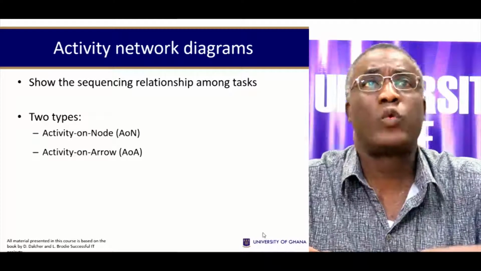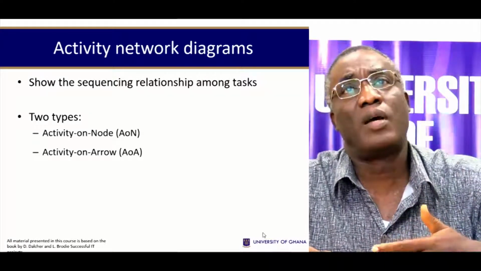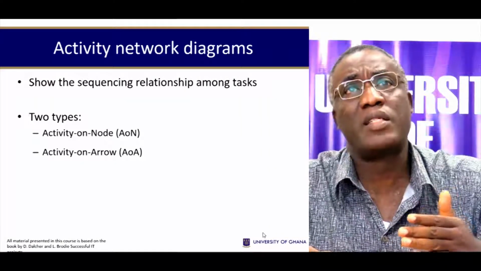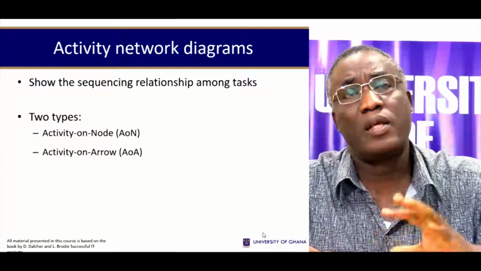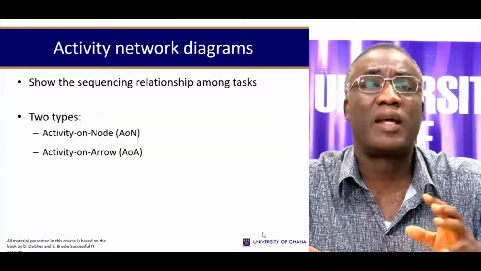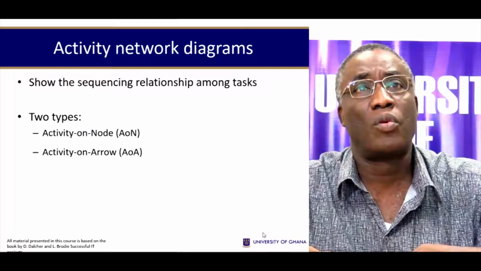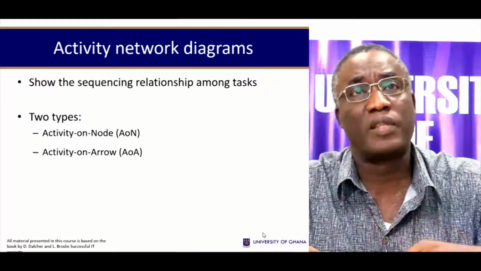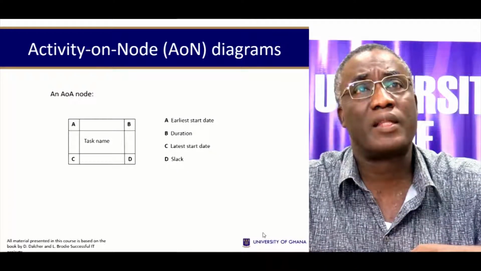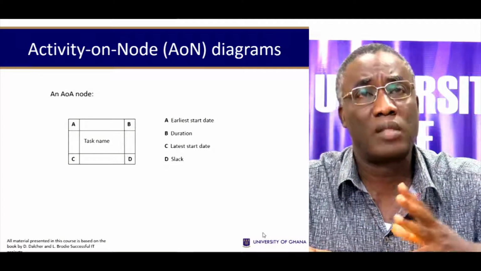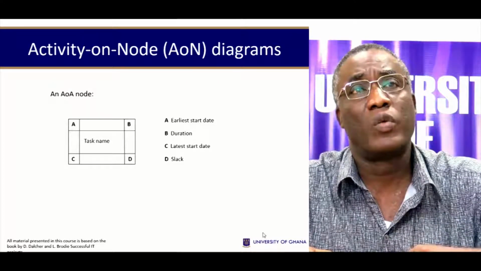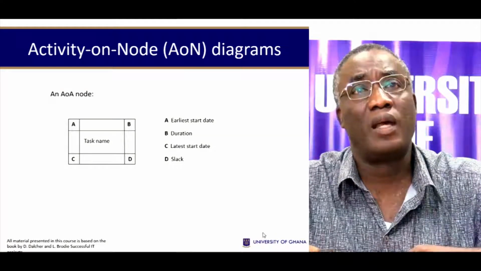Now, an activity network diagram is something that you have to learn to use. It shows the sequencing relationship among tasks. And there are 2 types of them: activity on node and then activity on arrow. I'll show you an example of each of these. So an activity on node will look something like that. So it's a rectangle with corners A, B, C, and D, and a task name.